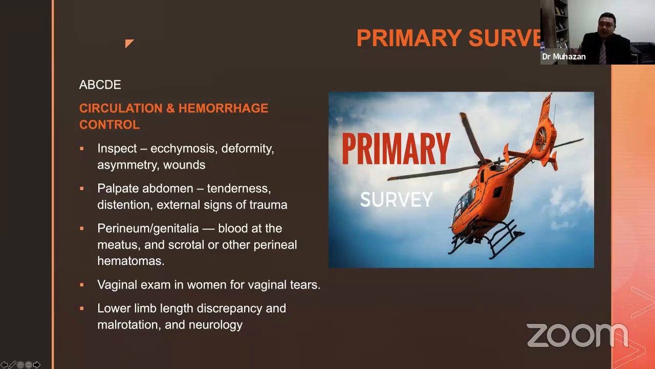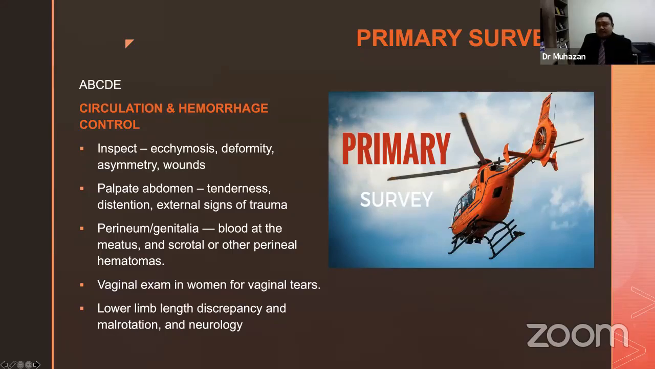But remember, always examine the patient, palpate the patient. And when you examine the patient, always remember to palpate the abdomen, but also remember to look at the pelvis. Look out for ecchymosis, deformity, asymmetries. Don't forget also to look at the groin area.